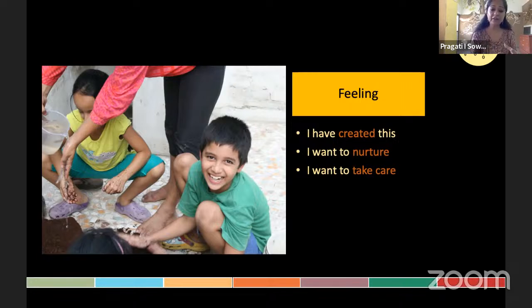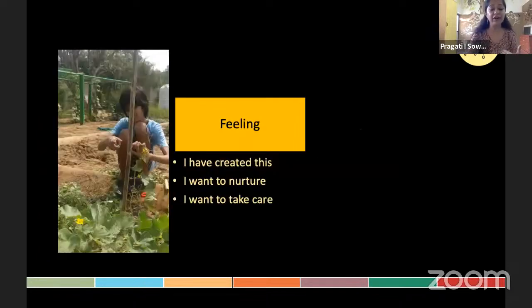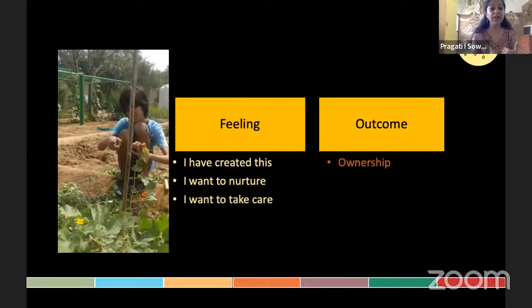And this feeling, if we can have in children for nature, to go back and start loving nature, we are able to create a lot of experiences. So if I have created this, I am feeling the sense of ownership. If I want to nurture it, I'm feeling responsible towards it. I want to take care of it. I want to protect it.